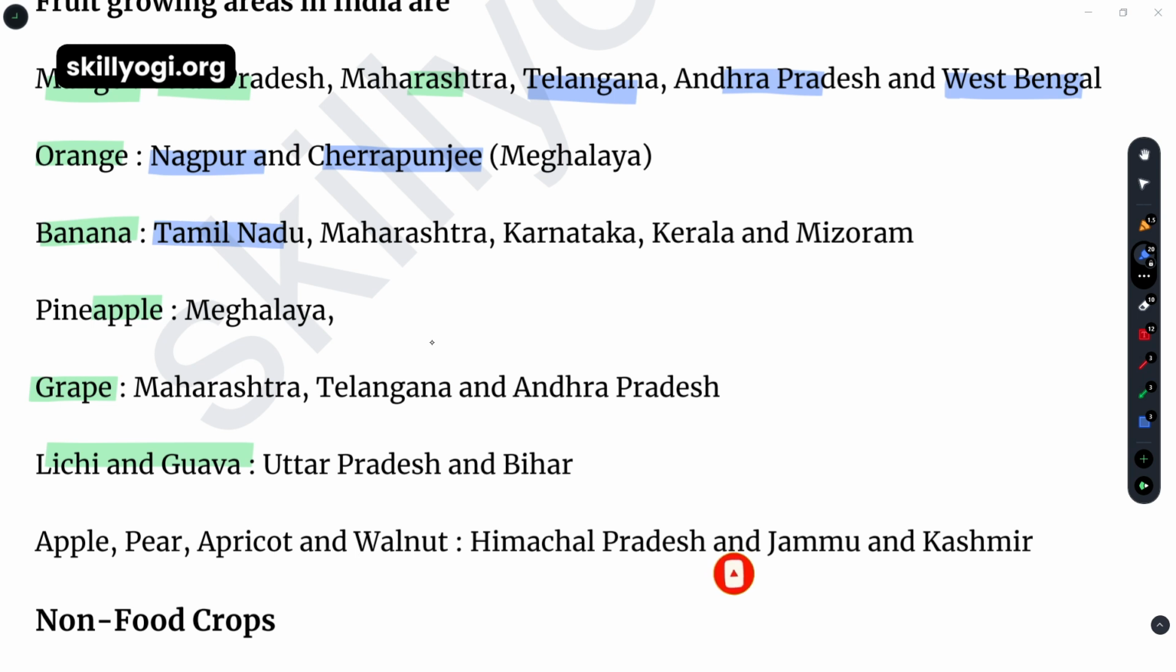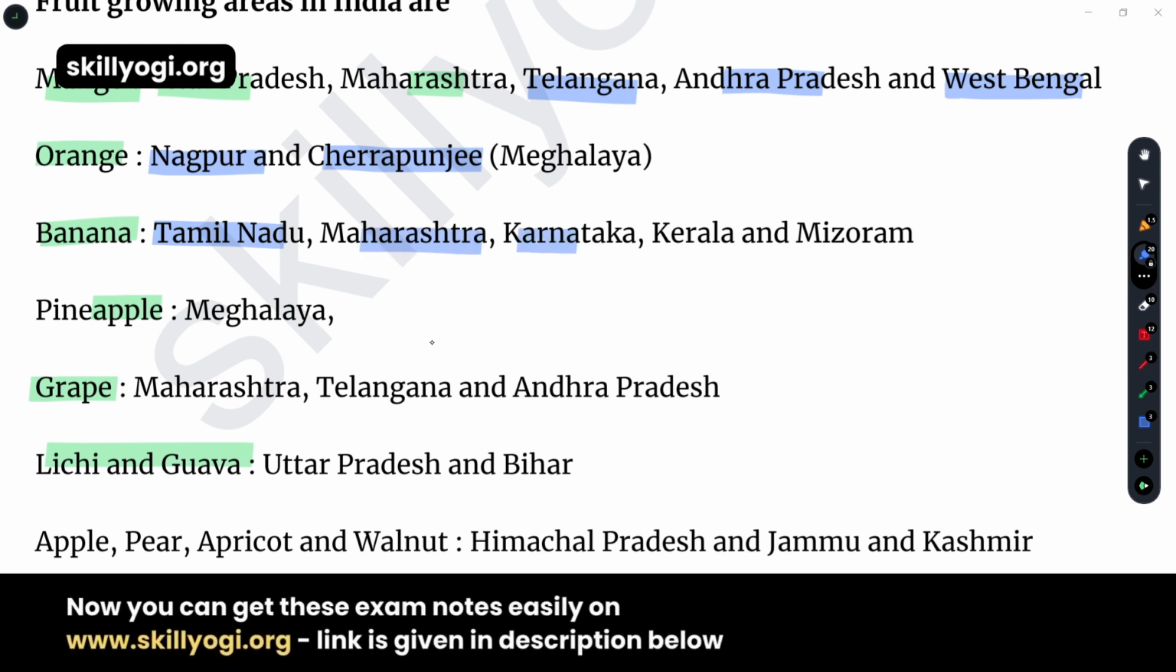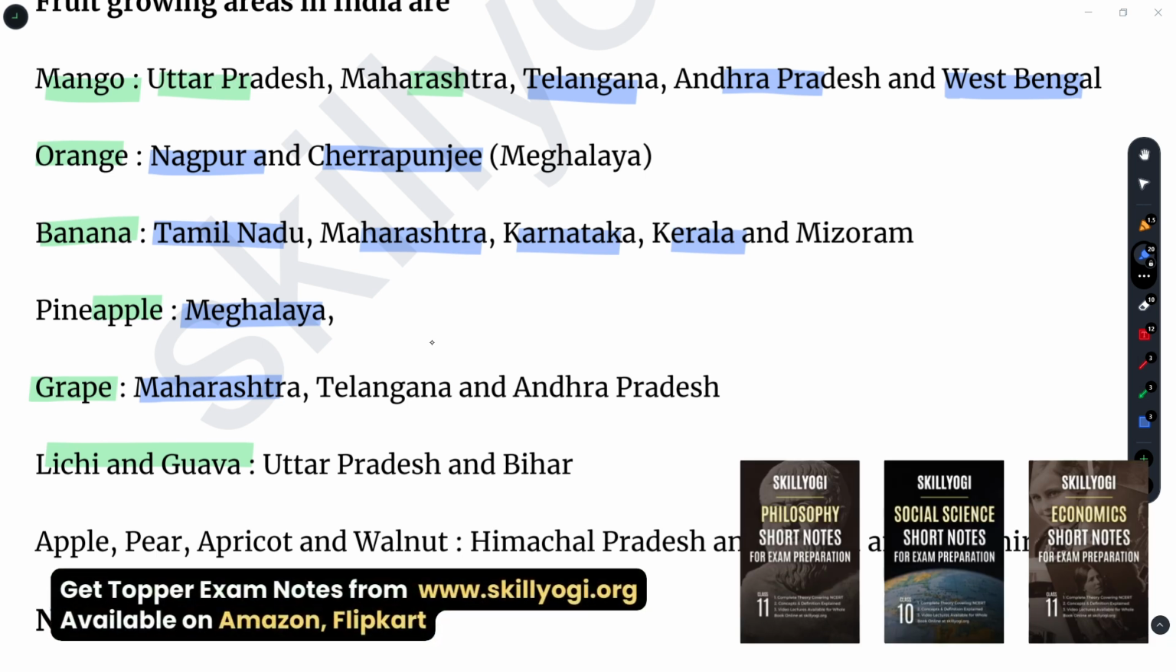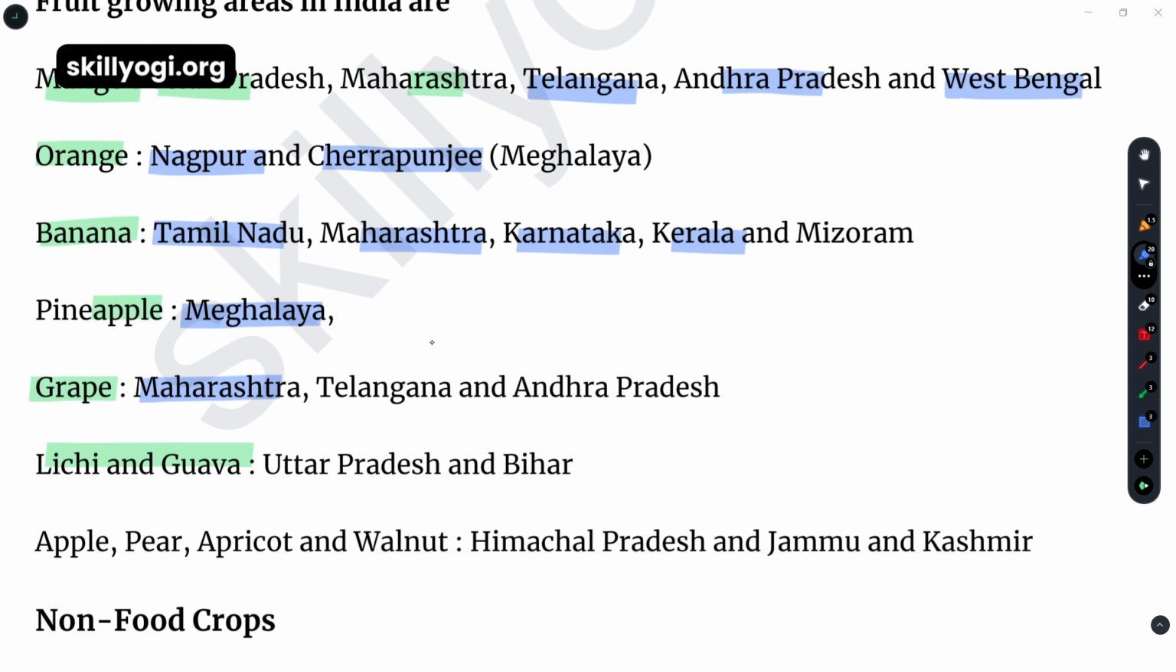Banana is in Tamil Nadu, Maharashtra, Karnataka, Kerala also. When we went to Kerala, we saw a lot of varieties of bananas there. Pineapple is in Meghalaya. Grapes, Maharashtra. Maharashtra is common in all the places you can see, except orange. Lychee, guava, Uttar Pradesh and Bihar.